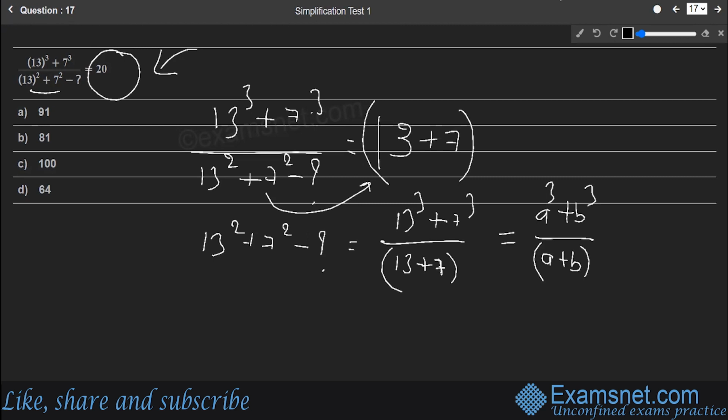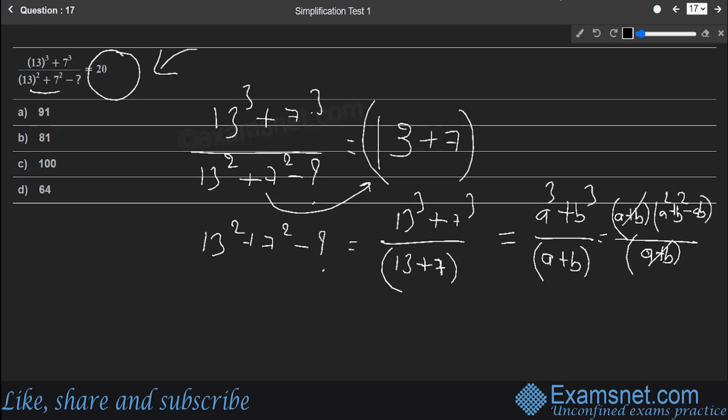Then we have a formula for a cube plus b cube that can be used here. If we do that, a cube plus b cube can be written as a plus b times a square plus b square minus ab, divided by a plus b in the denominator. So by this we can understand that a plus b and a plus b will get cancelled.